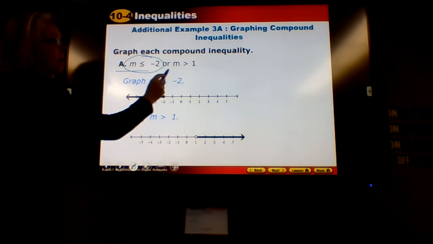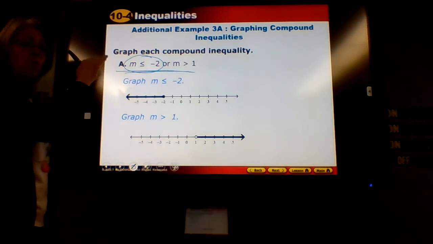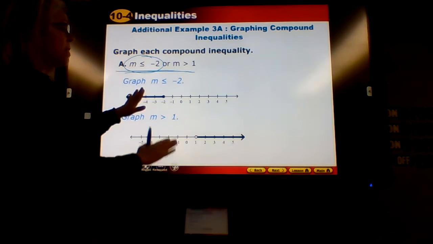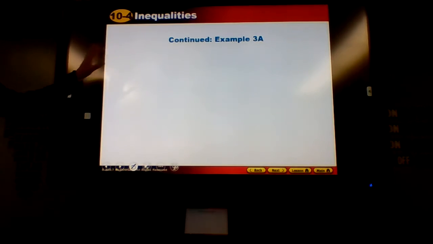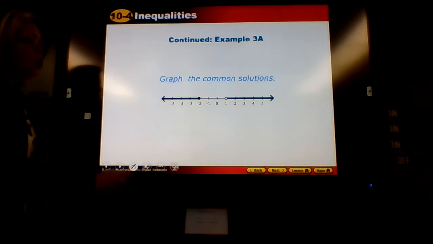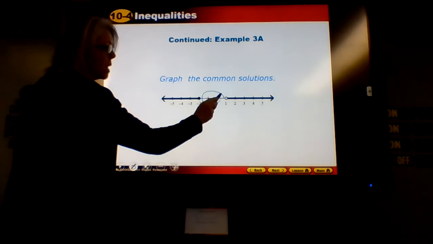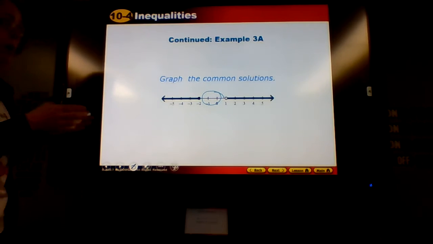Because this is a compound and they wrote these together, the value of M has to be this or this. So there are two separate ones that they're going to put onto a common graph. Notice when you have an OR inequality, you have some kind of space in the middle because there's some numbers that are not a solution to the problem.